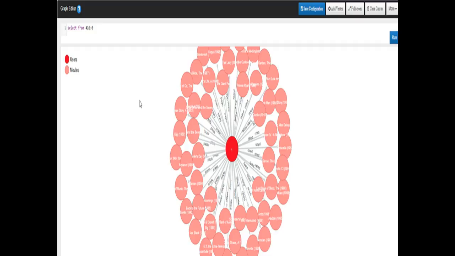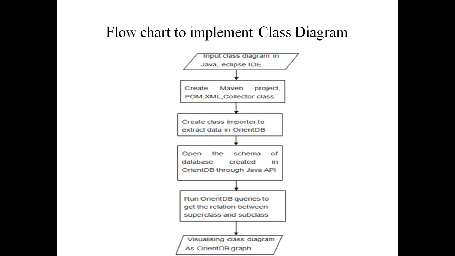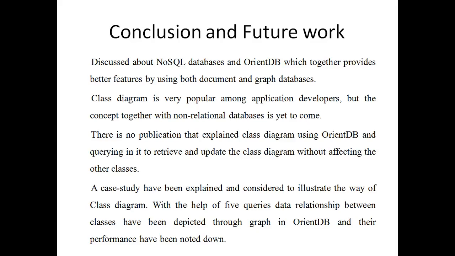So this is how a change in one particular node will not affect the other nodes, so the class diagram will not be affected. This is the flow chart I have implemented to make the class diagram in the graphical format.